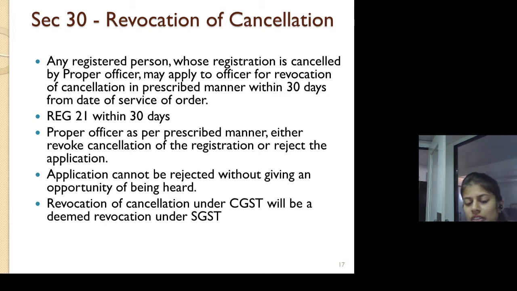Now, and this is an important thing, revocation of cancellation under CGST will be deemed revocation under SGST. As you know, we have under GST 3 different acts, CGST, SGST and IGST Act. However, you know that anything done in one act is equally good in the other two acts. That is, if you're getting a notice under CGST, it is the same served under SGST. Same thing stands for cancellation, registration, revocation, and all other things.